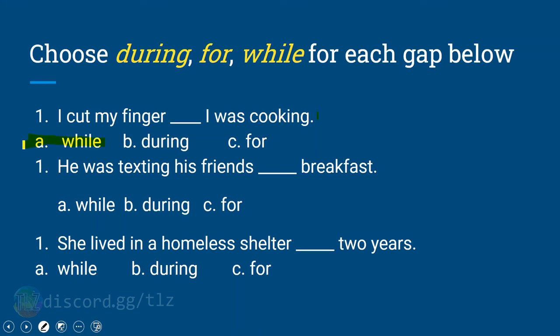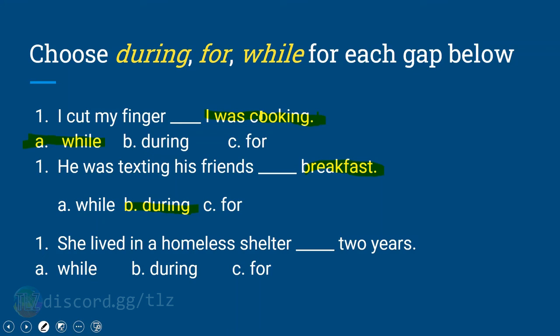This is our answer. He was texting his friends while breakfast, during breakfast, or for breakfast. Not for breakfast and not while breakfast, but during breakfast, because you just got a noun. You have only a noun, yeah? And here you have a clause. She lived in a homeless shelter while 2 years, during 2 years, for 2 years.